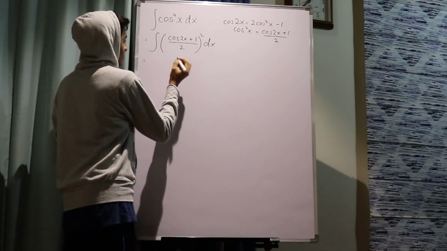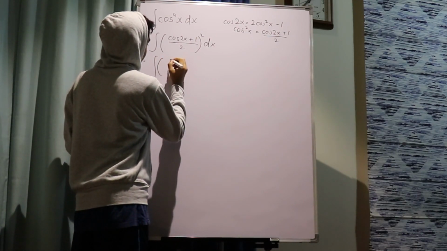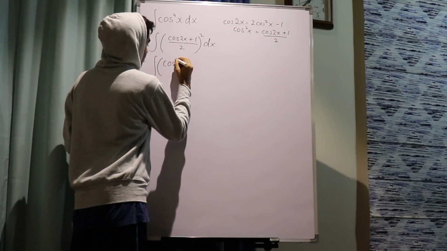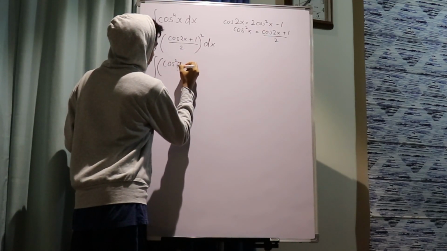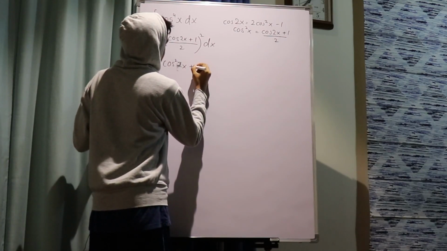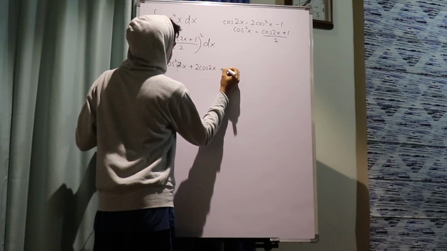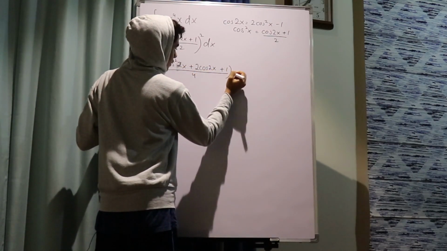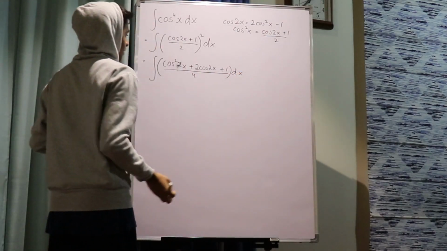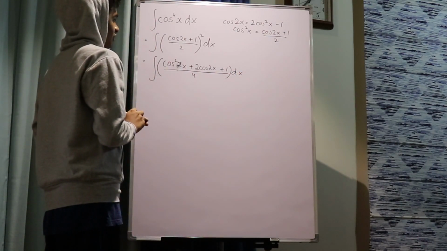So now we can just do a bit of algebra. So this is nothing but, let's see, (cos square of 2x plus 2 cos 2x plus 1) over 4 dx. All right, so we've basically got ourselves three separate integrals to solve now.